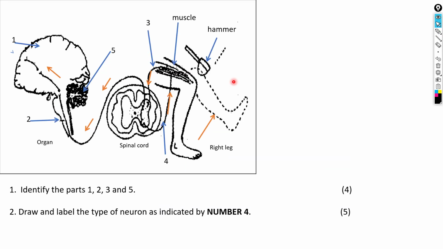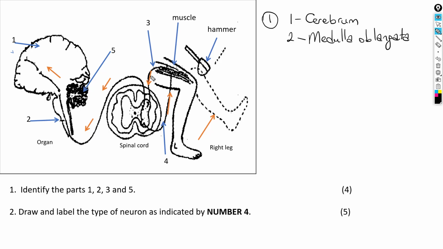Now there are some other questions for us. Question number 1 asks to identify the parts 1, 2, 3, and 5. So part number 1 is going to be the largest part again, which is the cerebrum. And part number 2 is going to be the medulla oblongata. Part number 3, the part that is taking impulses from the receptors towards the CNS, is going to be the sensory neuron or afferent neuron. And number 5 is going to be the leaf-like part of the brain, which is the cerebellum.